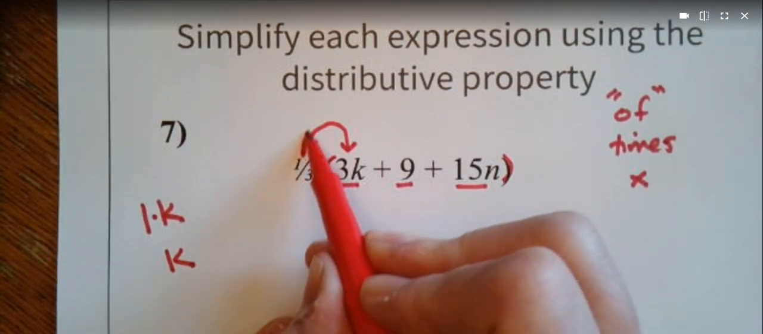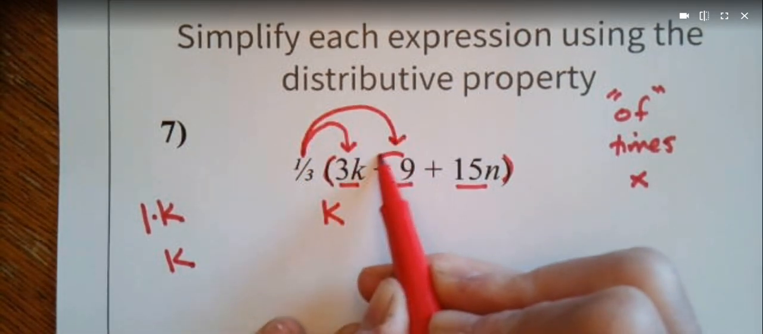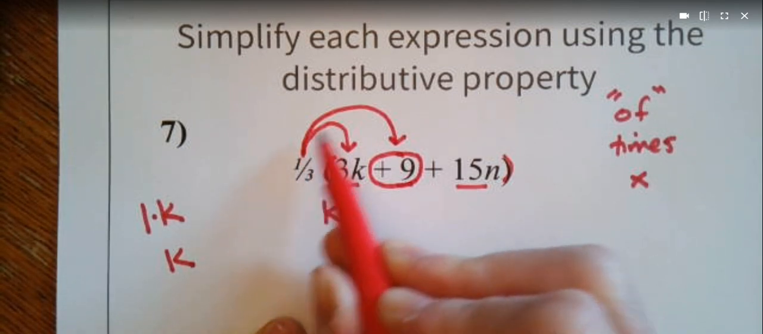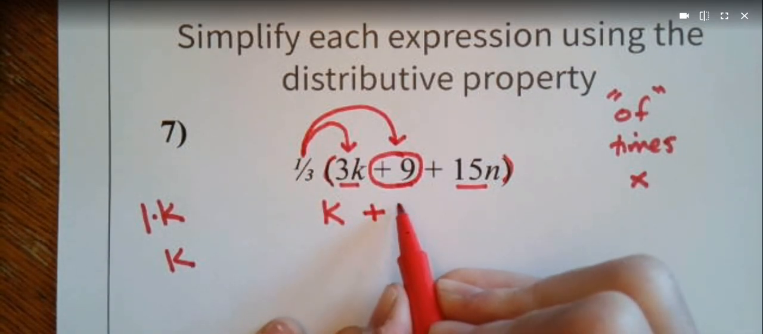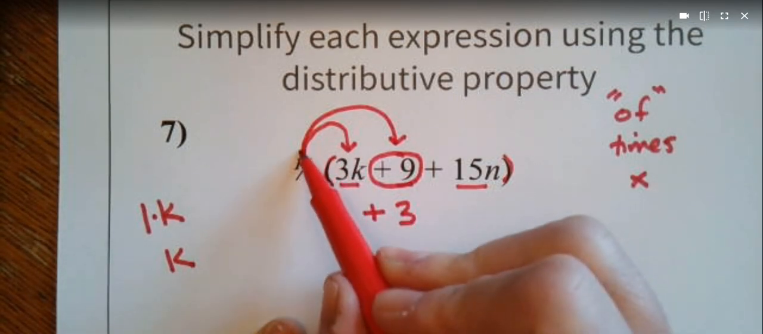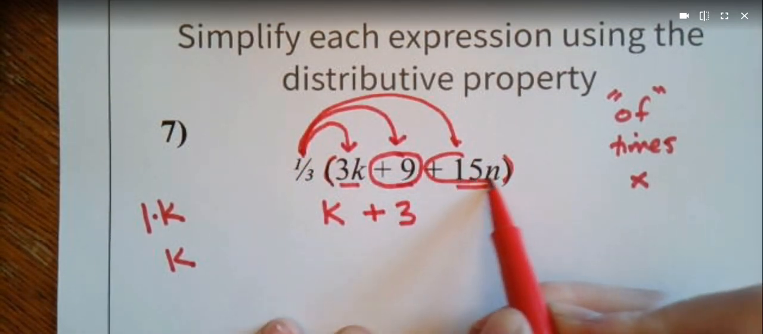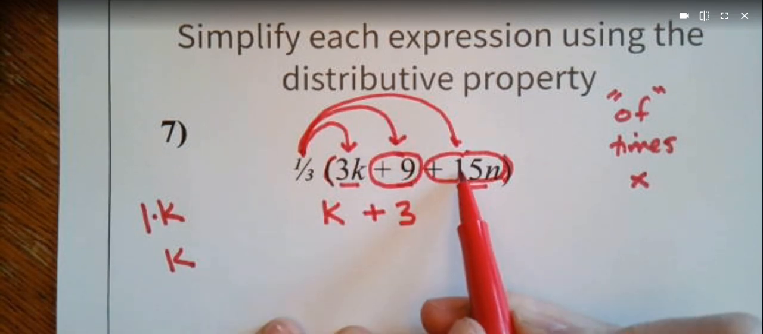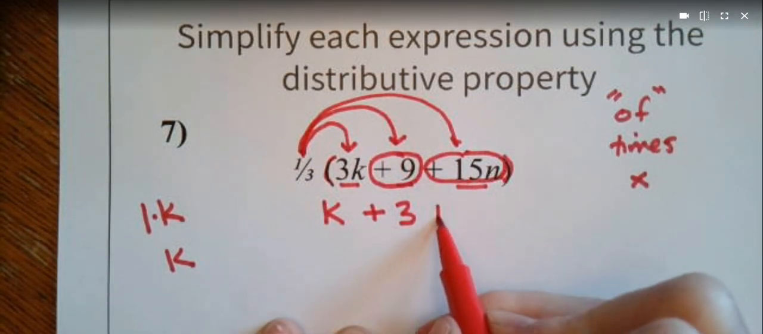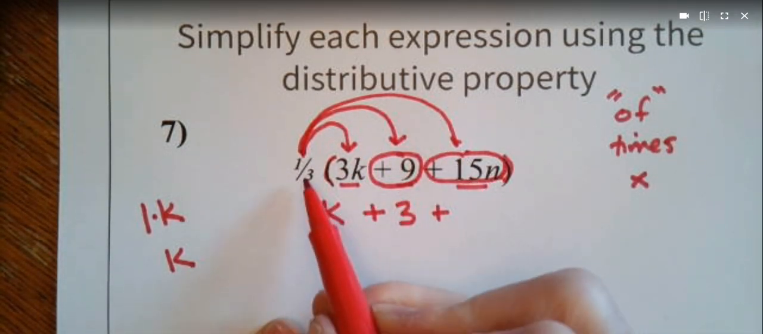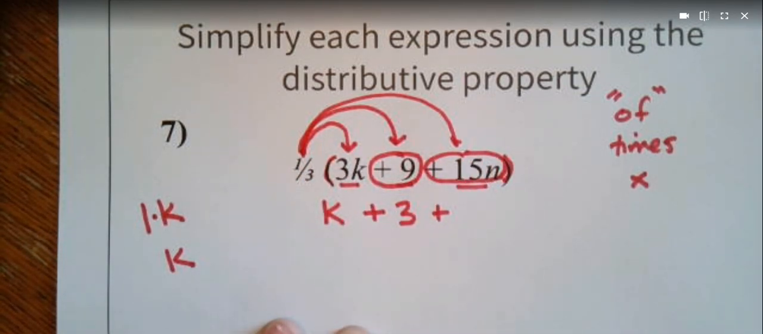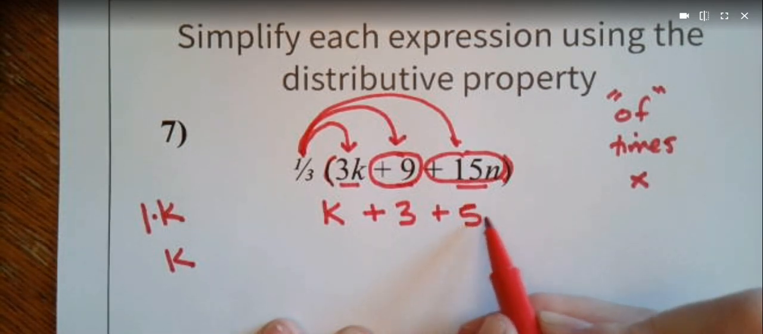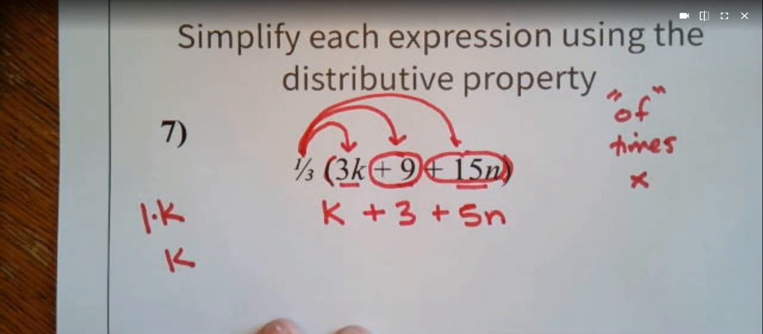All right, let's do the next one. 1/3 of positive 9. What's a third of 9? Well, a third of 9 would be 3, positive 3. And then we have a third of positive 15n. A third of 15n. Well, that would be positive. What's a third of 15? Think of this as a third of 15 nickels. How many nickels would that be? A third of 15 is 5. There would be 5 nickels. So I want to bring the variable with it also.